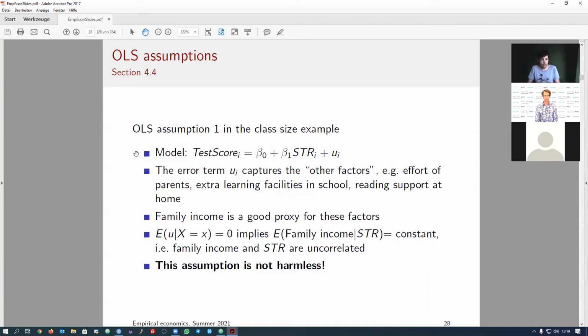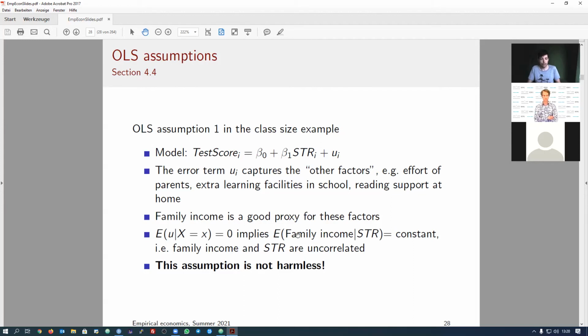So let's again come to the error term. In this case, the error term captures all the other factors, as I said. For example, the effort of parents, extra learning facilities in school, and so on. And this can be very well approximated with family income, maybe. In districts where the family income is very high, so we have wealthy districts, the out-of-school opportunities are better, reading support at home might be better, and at the same time, schools might profit from the wealth of the parents by being assigned more tax from parents or any other way.